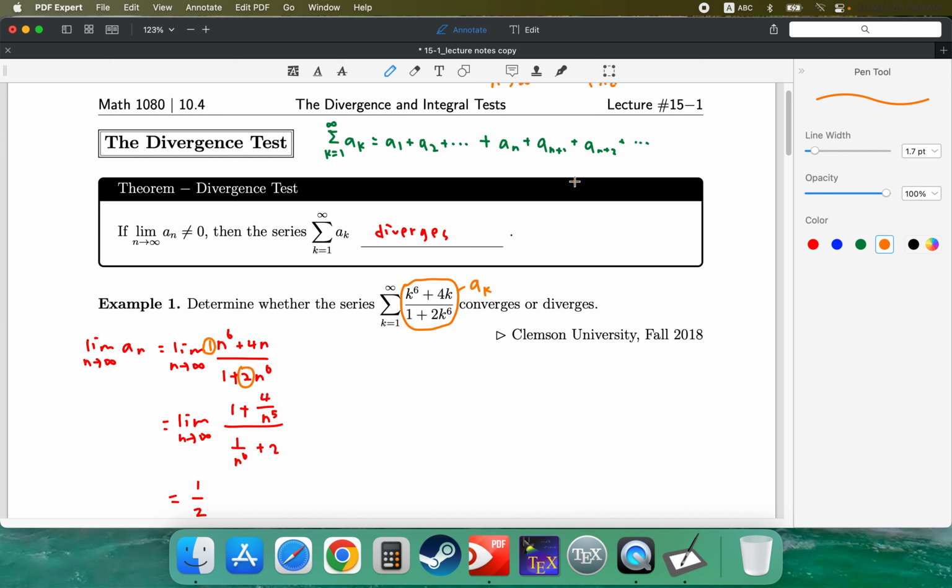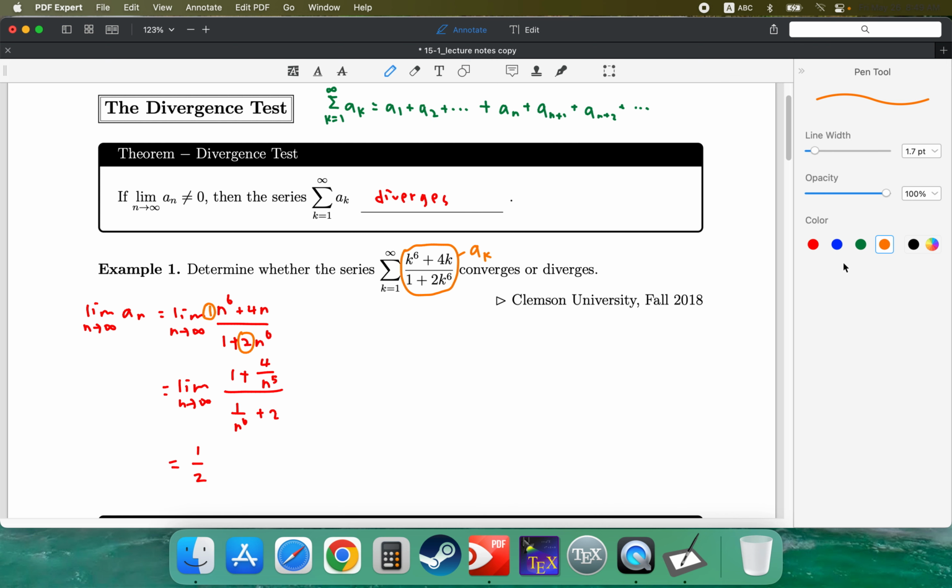Okay, so it will be divergent, right? It will be divergent. Notice that right here, the limit of the nth term as n goes to infinity, according to the divergence test, we need to check this condition, and we notice that 1/2 is not 0. This is important. We have to claim this is not 0. We have to say that the limit is not 0.